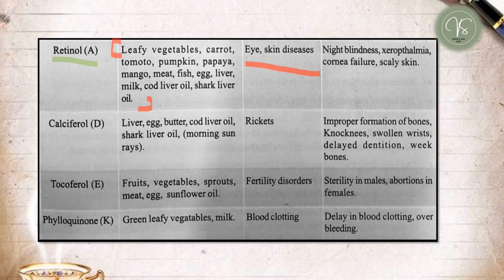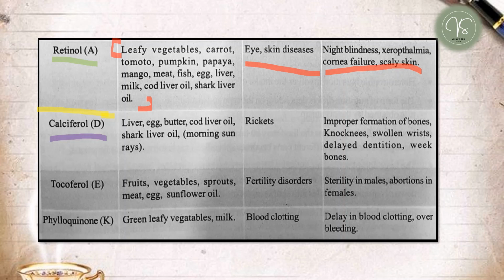Like night blindness, xerophthalmia is a condition where the eyes become very dry, with cornea failure and scaly skin. The next fat soluble vitamin is vitamin D, and the chemical name for vitamin D is calciferol. Calciferol is required for absorption of calcium and phosphorus by the intestine and their deposition in the bones. Calciferol is also essential for formation and normal growth of our bones.